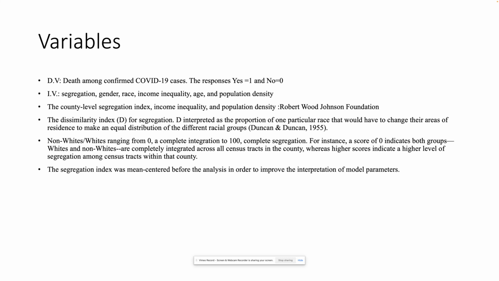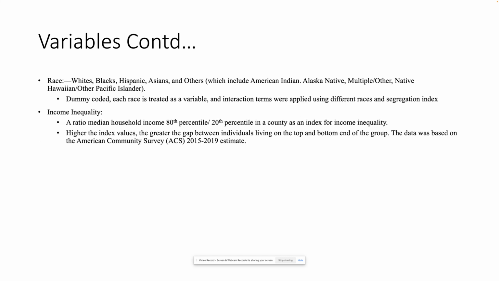For the segregation index, the dissimilarity index was used, the popular Duncan and Duncan's classification of dissimilarity index. The segregation index was non-white to white, ranging from 0, a complete integration, to 100, complete segregation. For instance, a score of 0 indicates both groups, whites and non-whites, are completely integrated across all census tracts in that particular county, whereas higher scores indicate a higher level of segregation among census tracts within that county. And the segregation index was mean-centered to improve the interpretation of model parameters.